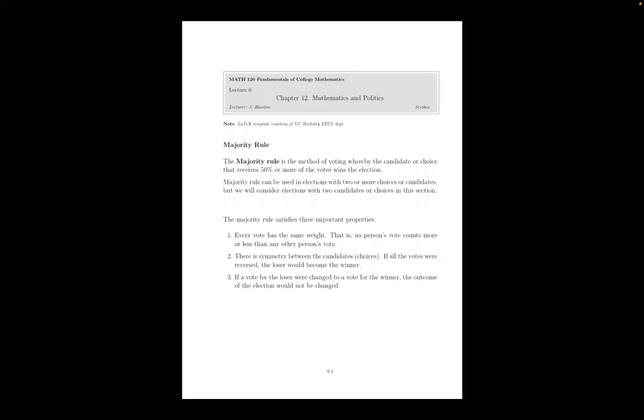Chapter 12 is mathematics and politics. So some might be a little bit surprised, or maybe a lot of people are not surprised that there's quite a bit of mathematics involved in politics, particularly when it comes to voting and representation.